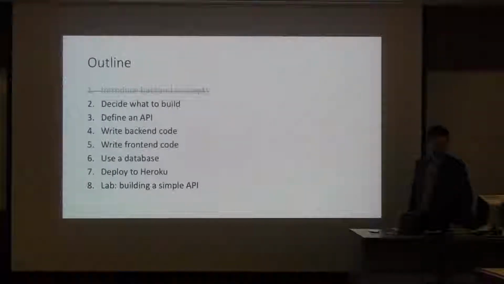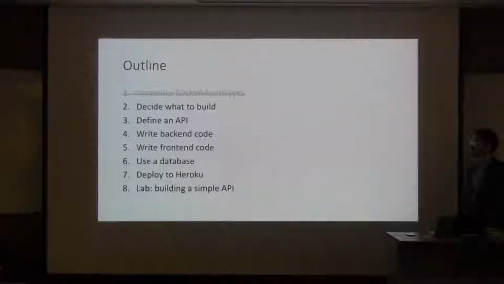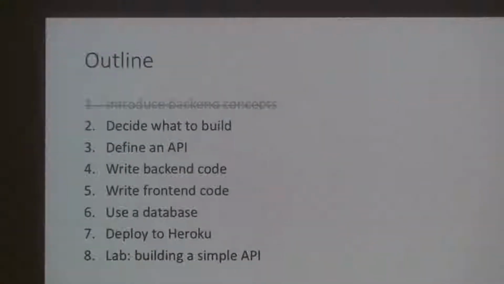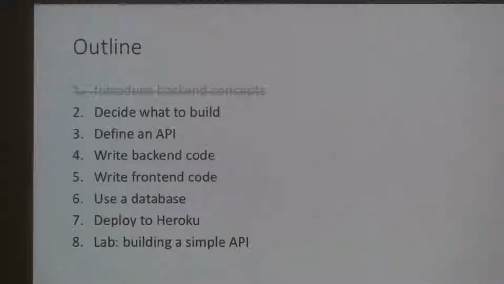So here's an outline for the rest of the talk. First, I will talk about what we're building here. Then I will define an API, so you'll get to see that. I will write some backend code. I actually will write a little bit of front-end code to illustrate what that looks like. It's not going to be a complete app, but just enough to illustrate how to connect to the API server from front-end code.